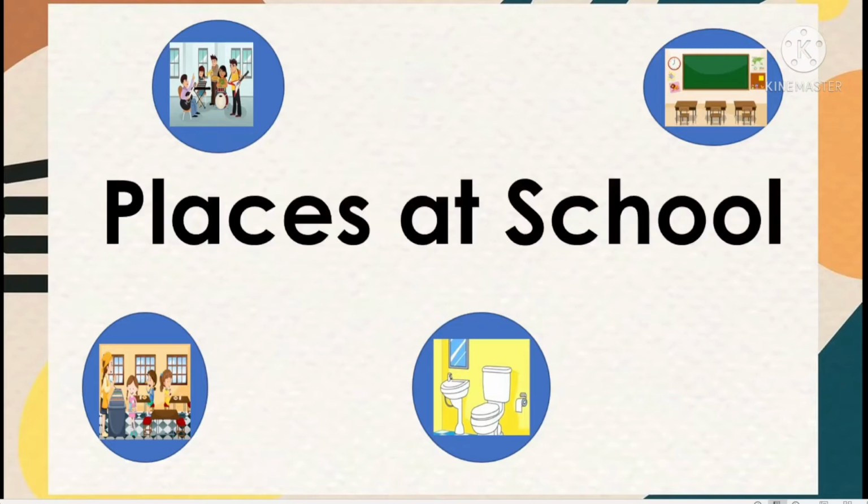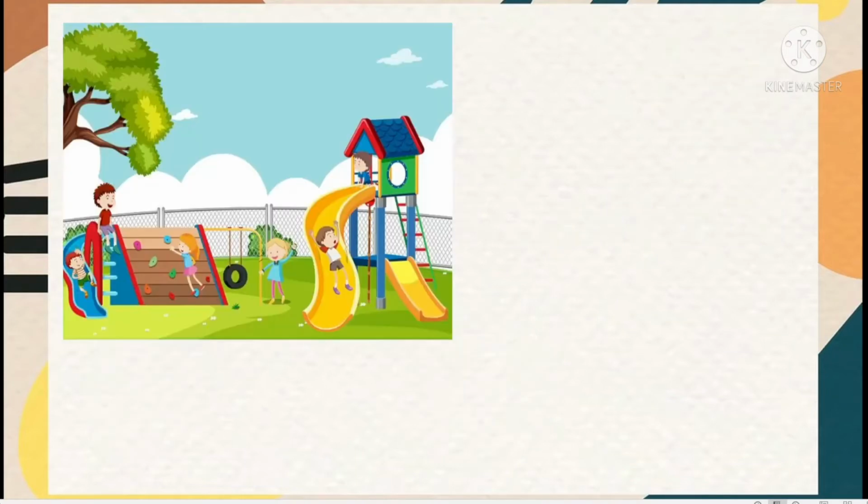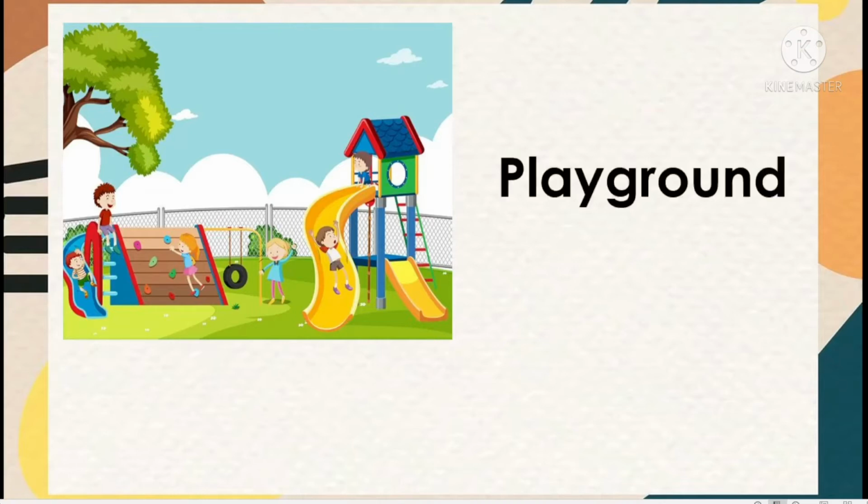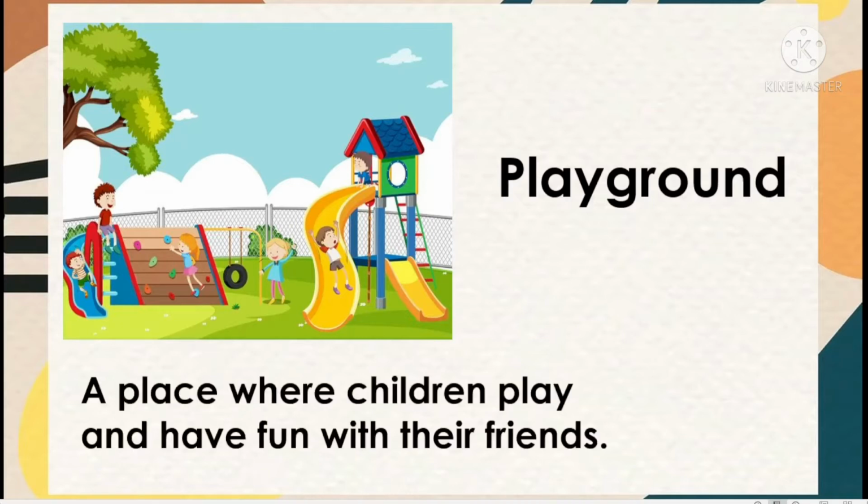We will talk about the places at school. The first place, this is the playground. Very good. Do you remember how we spell playground? That is P-L-A-Y-G-R-O-U-N-D. This is the playground. Now, what do we do in the playground? Can you tell me what we do in the playground?